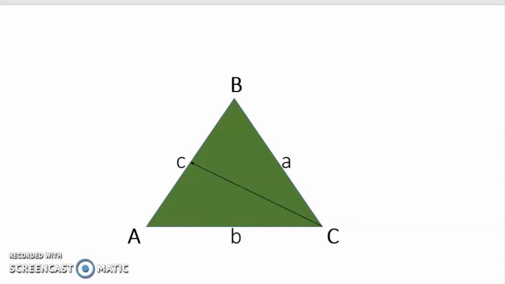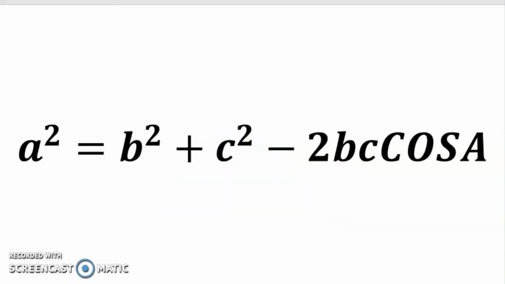And the cosine rule, when you are looking for a side, states that A squared is equal to B squared plus C squared minus 2BC cos A. You use this formula when you are looking for a side. So this is the formula for cosine rule. When we are looking for a side, we use this formula.